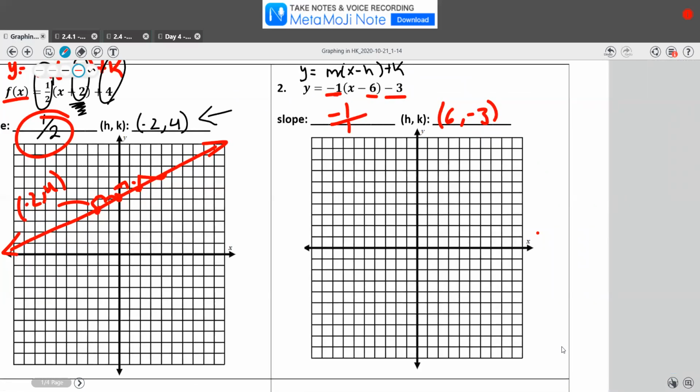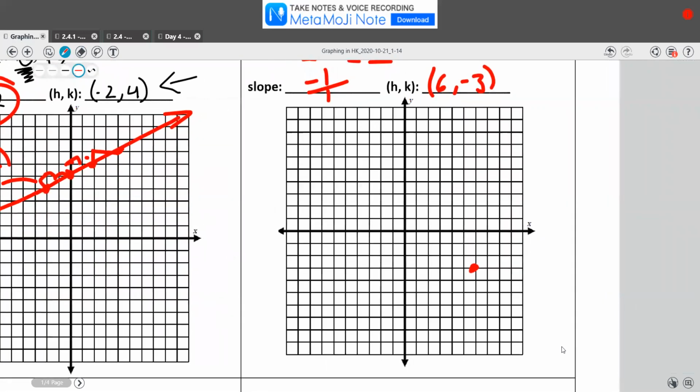Start from the middle. I'm going to go 6 to the right: 1, 2, 3, 4, 5, 6, and then down 3: 1, 2, 3, which is right there. Okay, and then my slope is -1/1, and because it's negative, instead of going up, I'm going to go down. So I'm going to go down 1/1, and find 2 more points. Down 1/1, down 1/1. And then that's how my line is going to look.